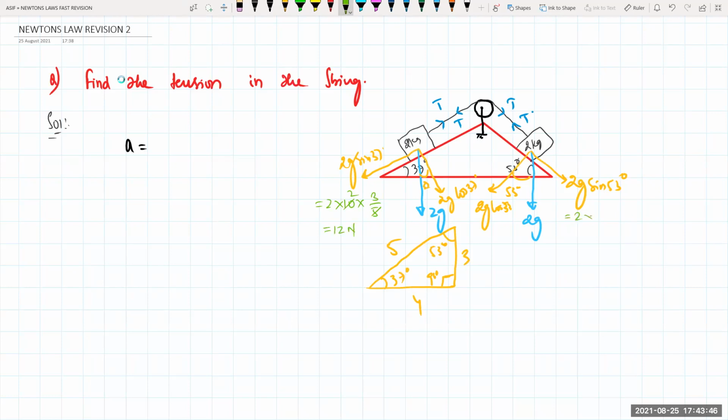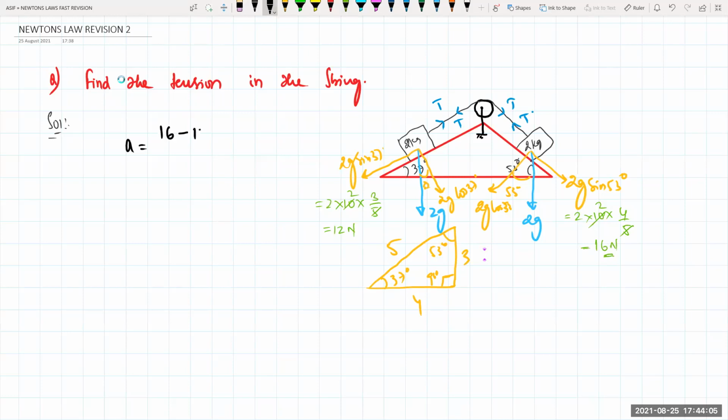This will be equal to 2, g value is 10, into sine 53. Sine 53 would be 4 by 5, sir. 4 by 5. So 5 twos are 10. Again, this one is how much, beta? 2 twos are 4, 4 fours are 16. So this will be equal to 16 Newton. Isn't it? So acceleration will become how much for me?